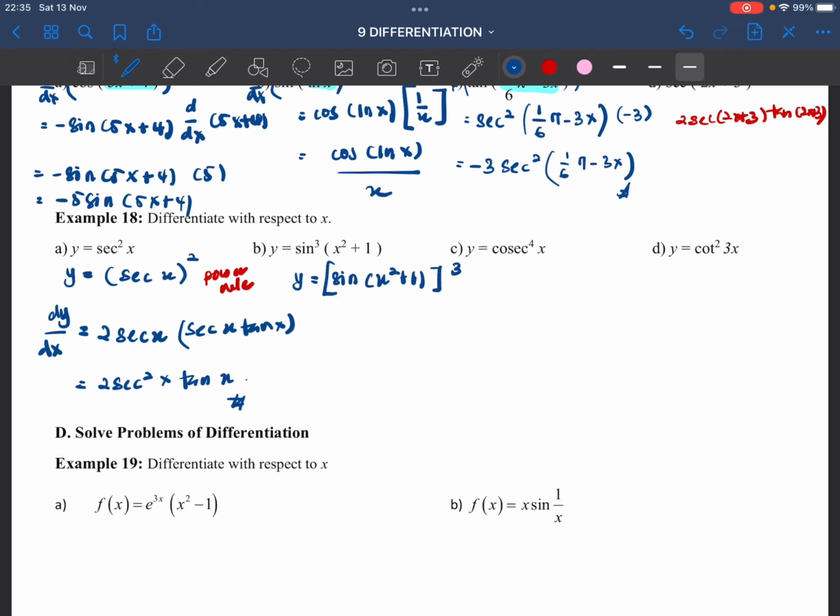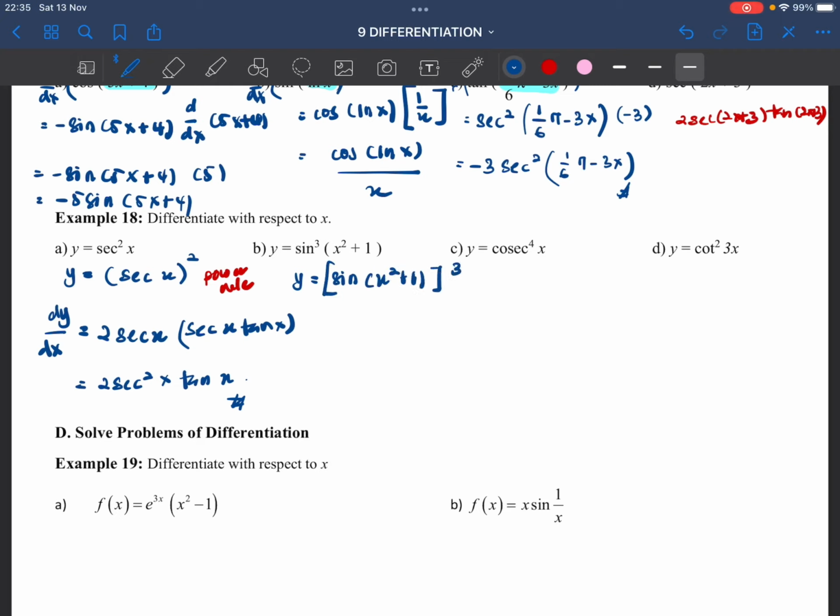Okay, susunlah balik. 2x dekat sini boleh pindah depan, darab dengan 3. We should have 6x sin x square plus 1 square cos x square plus 1. Okay, so that is your final answer for question B.